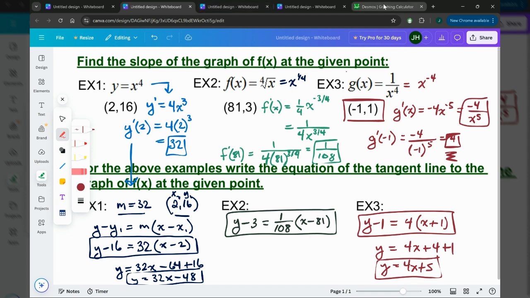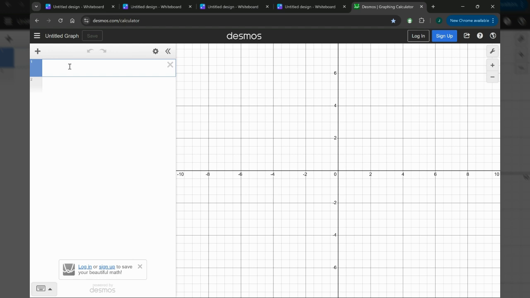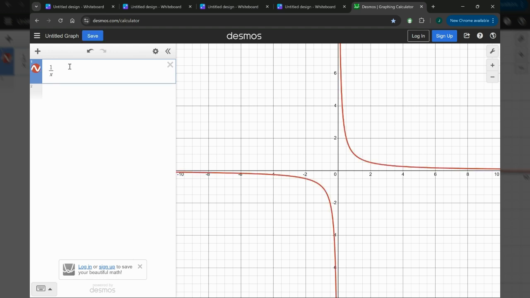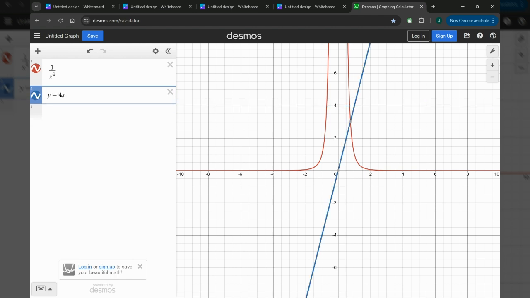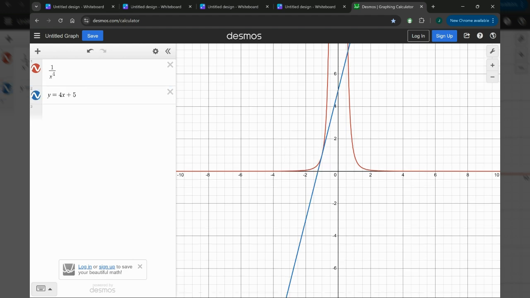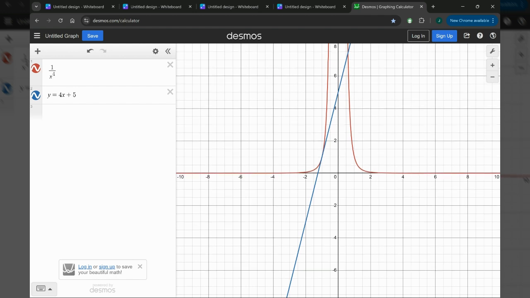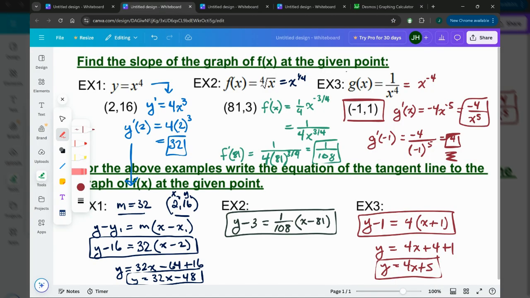And if I go to Desmos here and I were to graph this function, and it's basically 1 divided by x to the 4th. There's my graph. And let's put in y equals 4x plus 5. Notice where it hits tangent to that curve. Negative 1, 1. Notice that curve is increasing at that point. That's why it has a positive slope. So this does work, finding tangent lines to the curve. Just use your derivative.